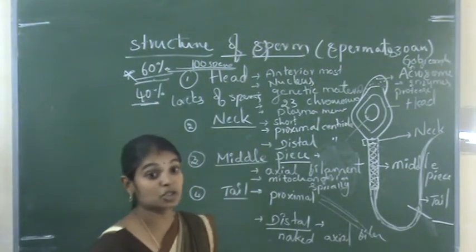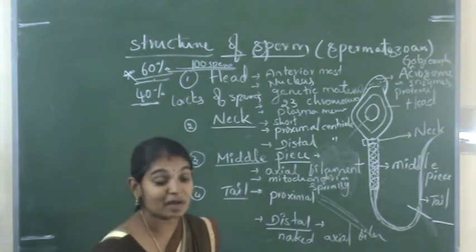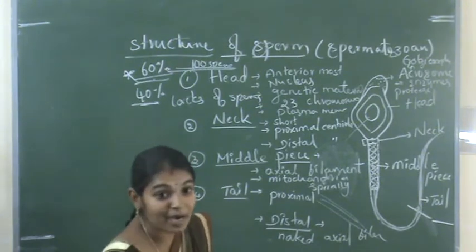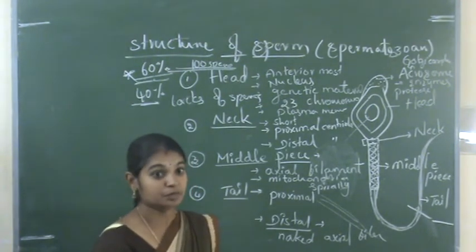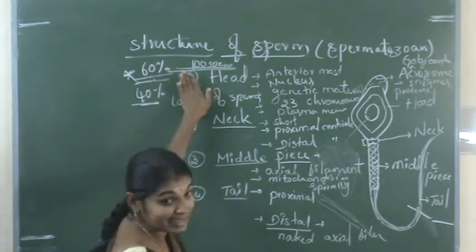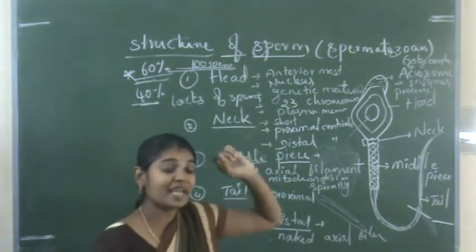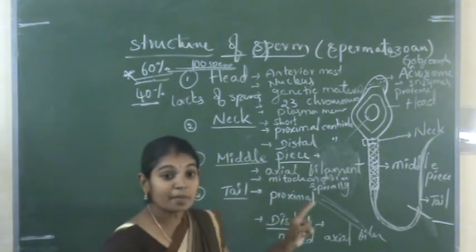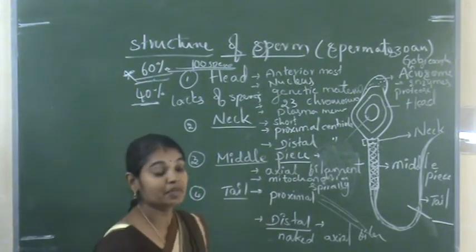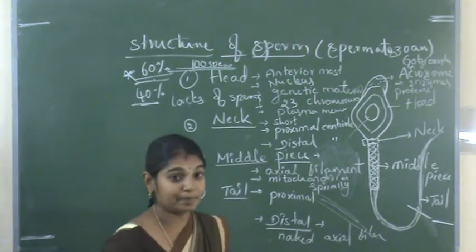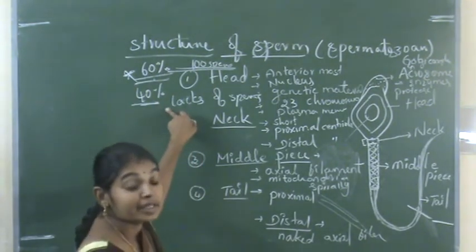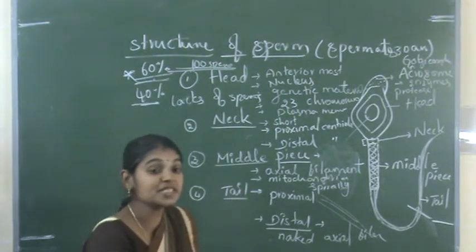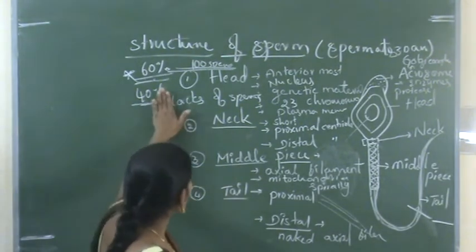Most of the time they ask the question: what is the percentage of sperms that should be of normal size and shape, and what is the percentage that should be motile? So this is the percentage. Out of every 100 sperms, 60 sperms must be normal size and normal shape, and 40 sperms must have the ability to be motile. They have to have the capacity to be motile. So this is important to remember.